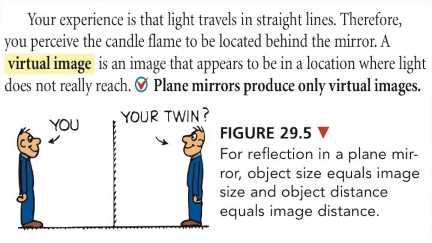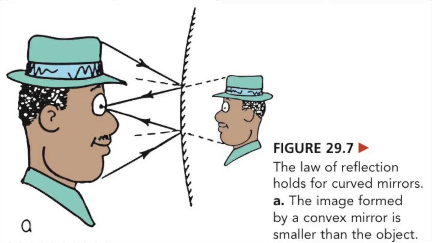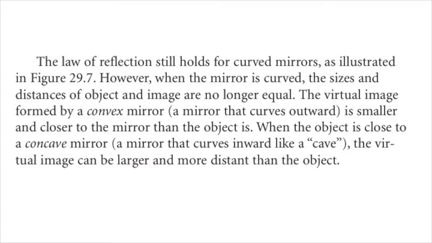Figure 29.5. For reflection in a plane mirror, object size equals image size, and object distance equals image distance. The law of reflection still holds for curved mirrors as illustrated in figure 29.7. However, when a mirror is curved, the sizes and distances of object and image are no longer equal. The virtual image formed by a convex mirror, a mirror that curves outward, is smaller and closer to the mirror than the object is.